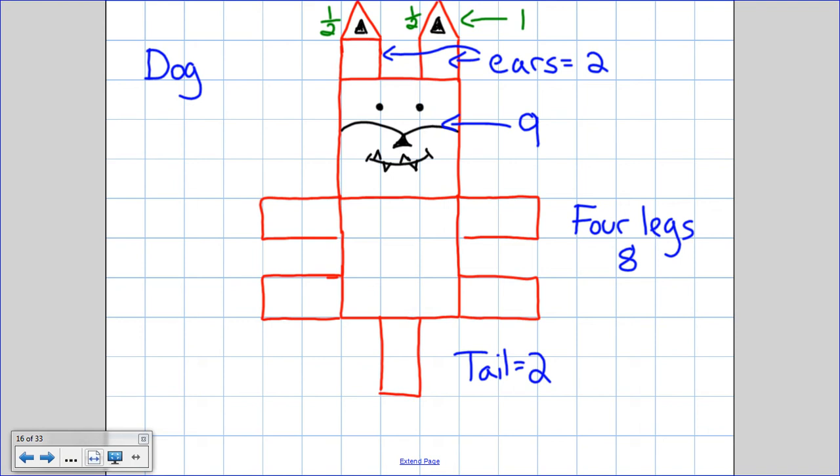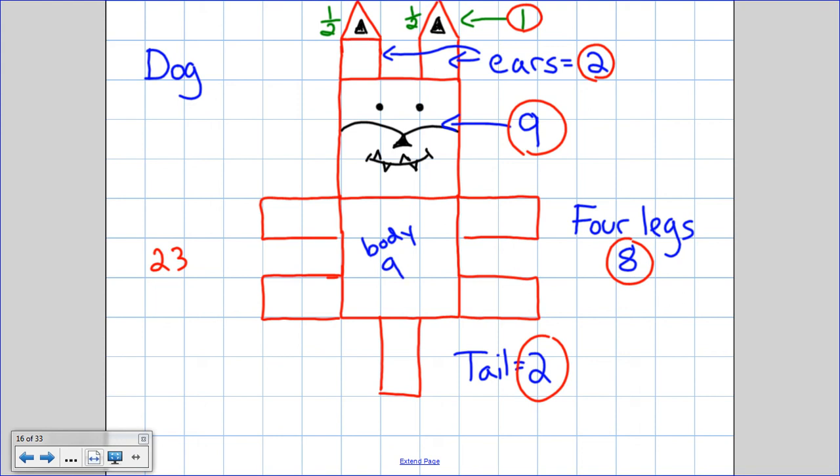Alright, so now I just need to add these up. So I have 1, 2, together that's 3, 9, that's 13, 8, 13 and 8 is 21, and 21 and 2 is 23, but I'm missing something. So I'm just going to put 23 over here. His body, I forgot about that. I bet someone already mentioned that too. His body has 9 squares in it, so I have to add that to my 23. So add 9 for the body.